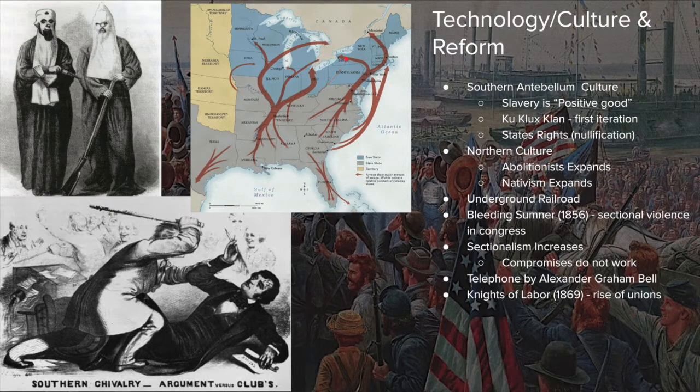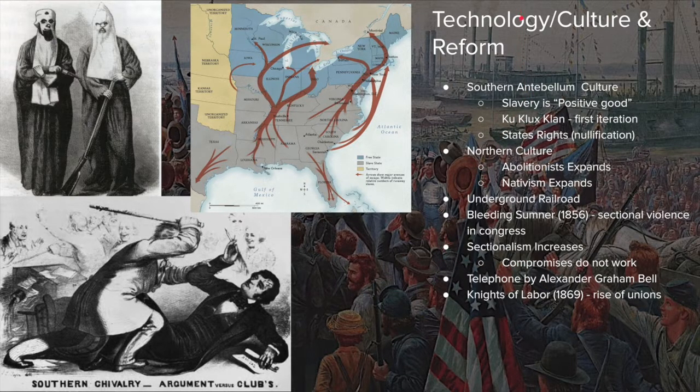to freedom. We also have an event, Bleeding Sumner in 1856, which just shows sectional violence in Congress, right? We have a Southern congressman beat Sumner with his cane famously in actual American Congress, so that shows you how tense things are at this time, so know that as well. We see the compromise is not working. We see sectionalism increasing through all these steps, obviously, culturally, economically, politically as well.